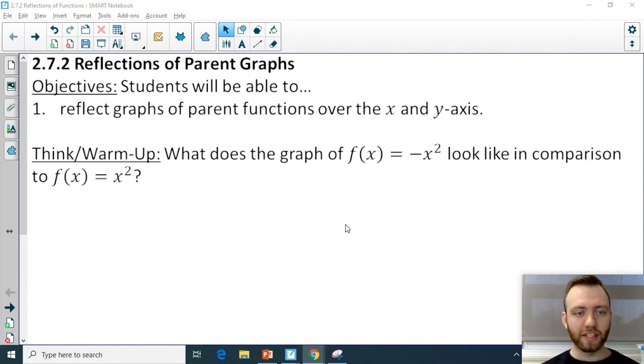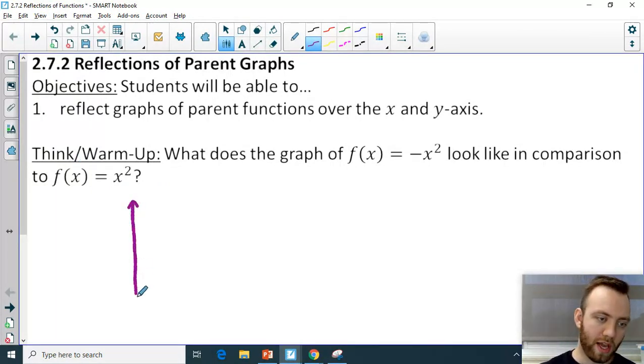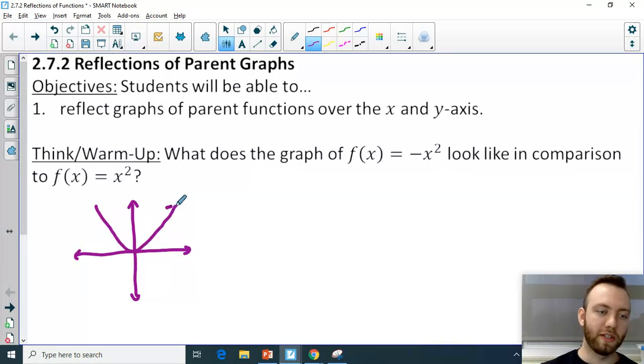And so for the thing slash warm up, I have: what does the graph f of x equals negative x squared look like in comparison to f of x equals x squared? Well, we should maybe be comfortable with seeing these already. And what we are going to do is let's just graph x squared first. We know x squared is this nice U shape, so that's f of x equals x squared, right?